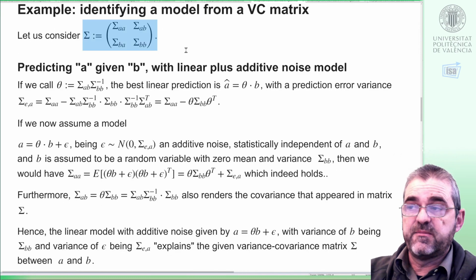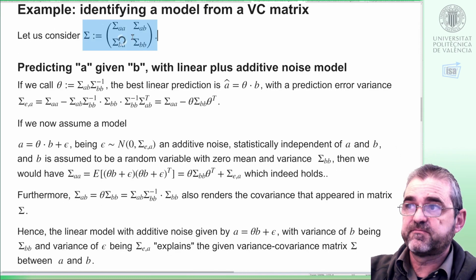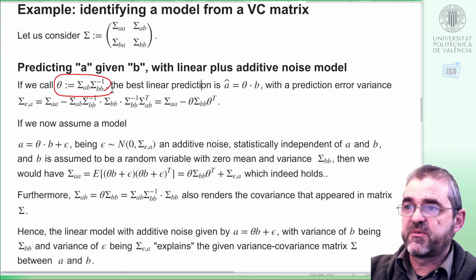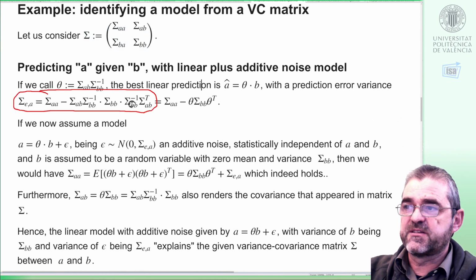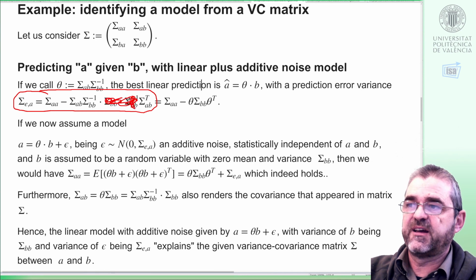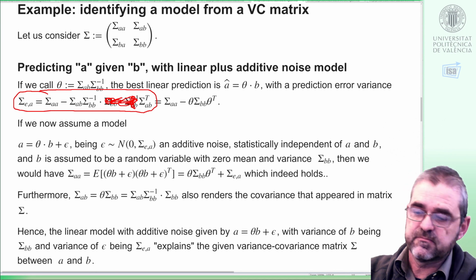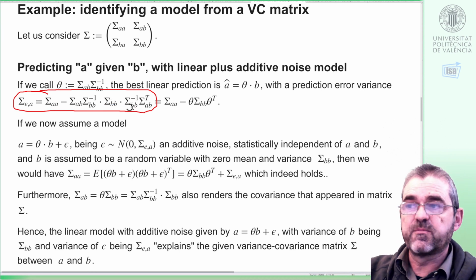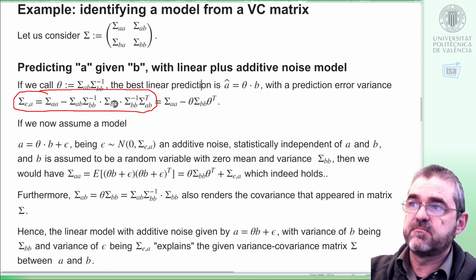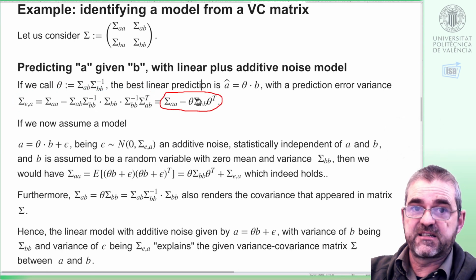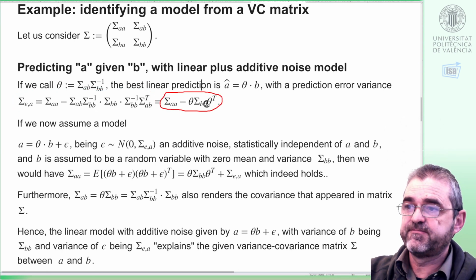So, imagine that we have a covariance matrix like this. So, this is the best linear prediction. This is the error variance. Well, in the formulas above, I didn't write this. But if I multiply and divide by sigma bb, then I can write this equivalent expression.